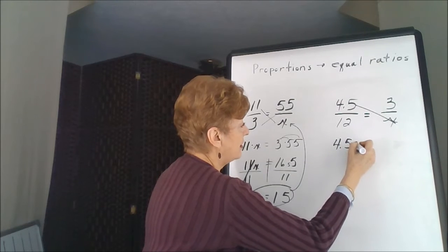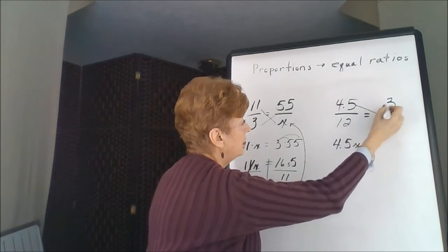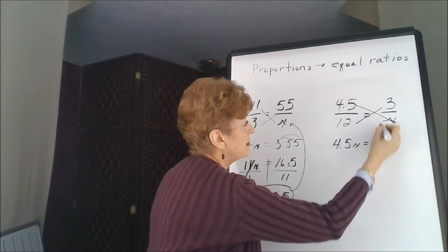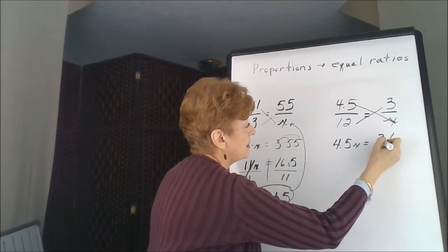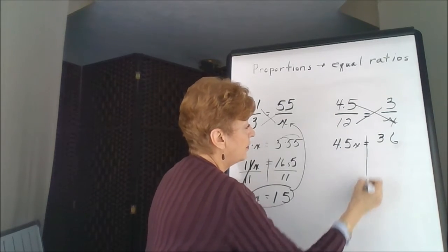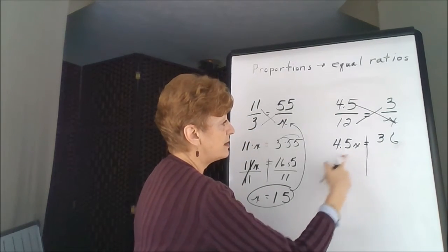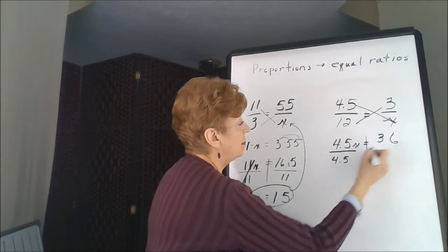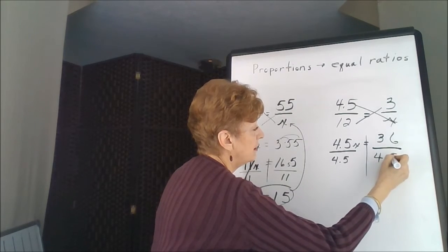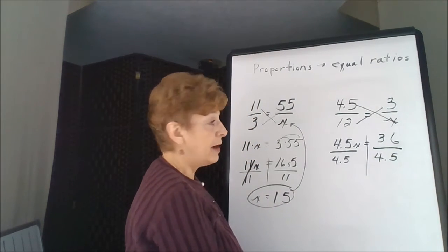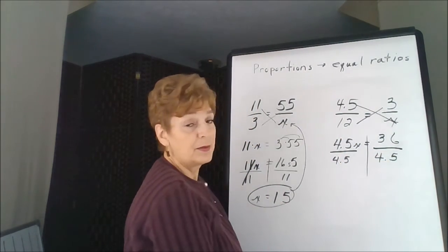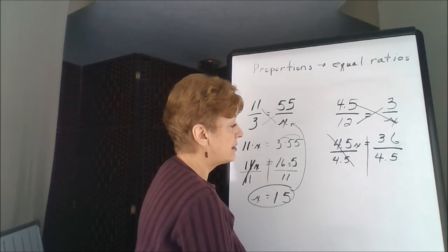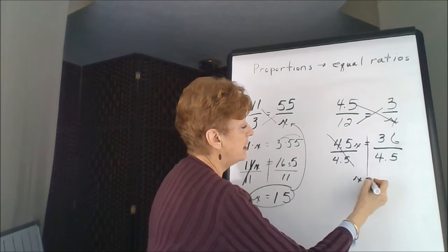4.5x is equal to 12 times 3, which is 36. I have numbers on both sides of the equation. I'm going to divide by 4.5 on both sides. This is where we have to think about our rules for decimals when we're dividing. This eliminates itself. X is equal to.